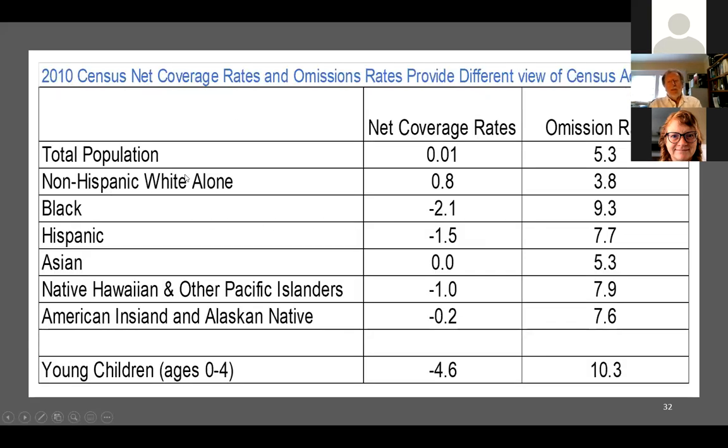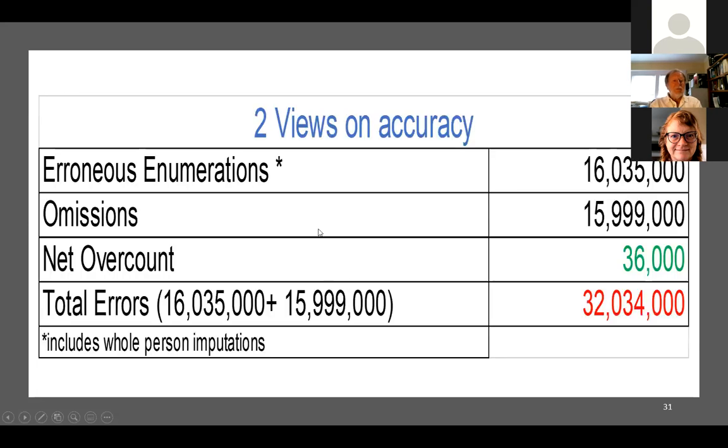There's just a little under 15.999 million omissions. If you subtract the omissions from the erroneous enumerations, 36,000 difference. That's pretty good by census quality standards historically and internationally. It looks like a very good census when there's only a difference of 36,000.